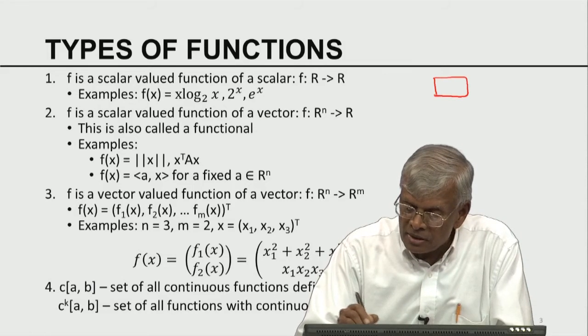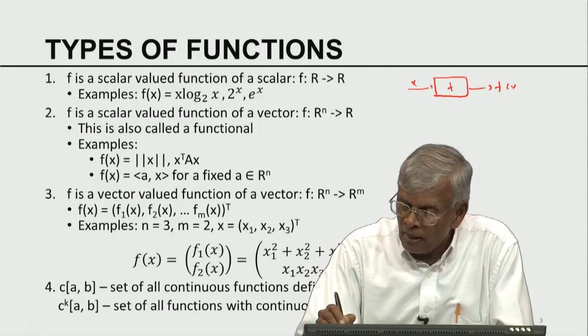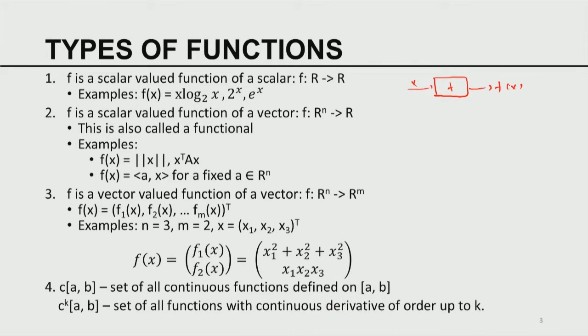Here's a black box, f. This is x, this is f of x. x is a scalar, f of x is a scalar. That's what's called a scalar valued function. That means the domain is real, the codomain is real.